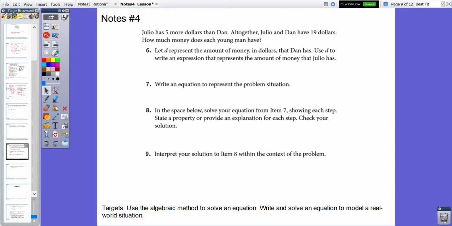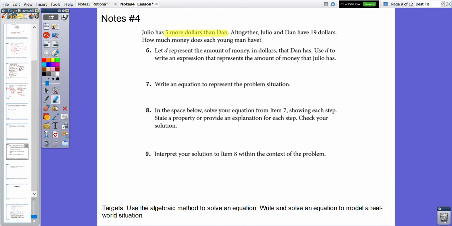Okay, so let's take a look at a couple things. For number 6, it says let D represent the amount of money in dollars that Dan has. Use D to write an expression that represents the amount of money that Julio has. So a couple things we want to keep in mind here. First of all, we need to know that Julio has $5 more than Dan. Okay, that's going to help us.